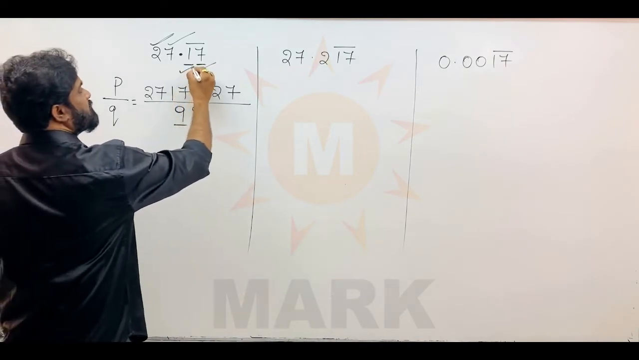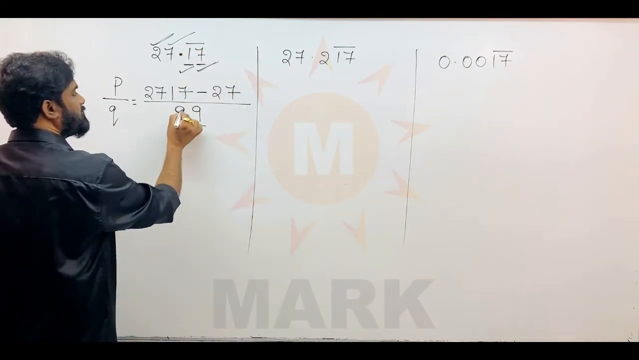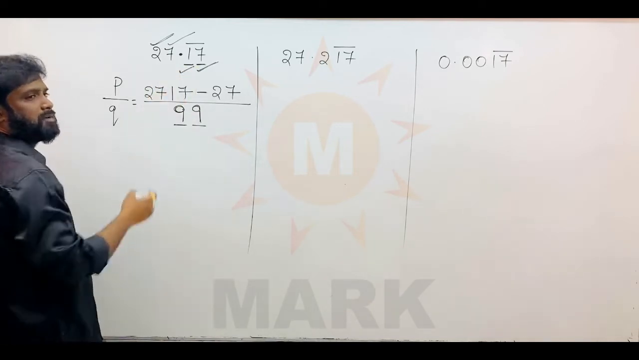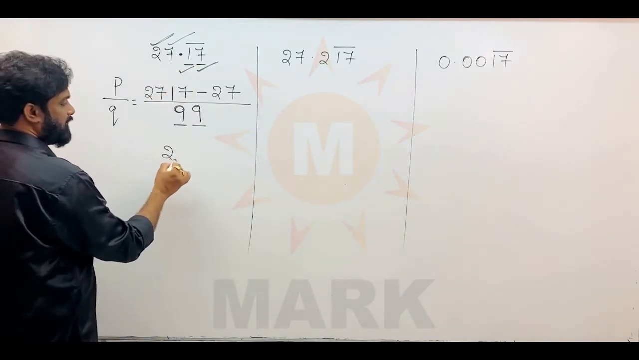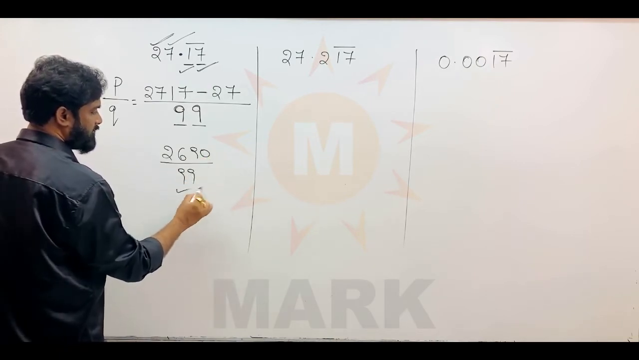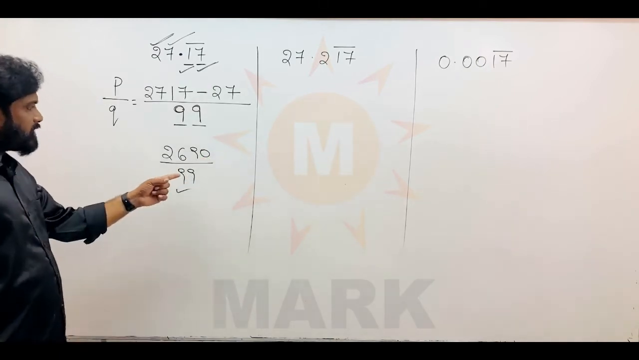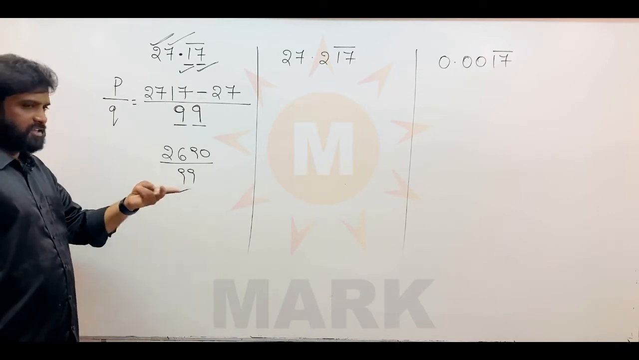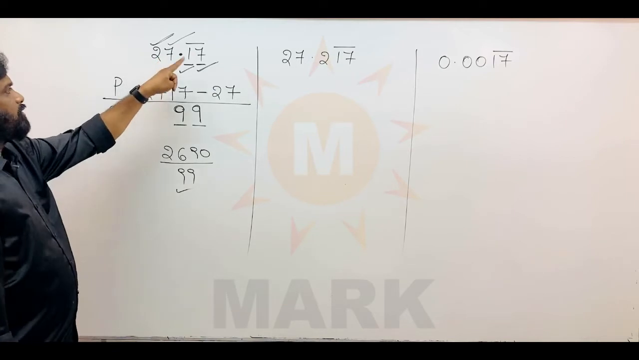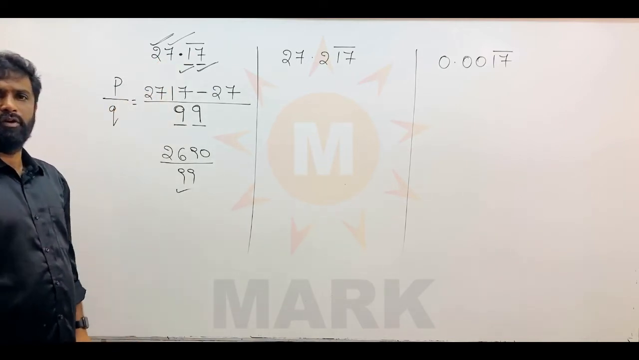So for both the digits the bar is there. That's why I have written 9, two 9s, because for both the numbers the bar is there. So it means something like 2690 by 99. If you want to verify this in your calculator, you check 2690 by 99, and you will get the same answer, 27.1717.